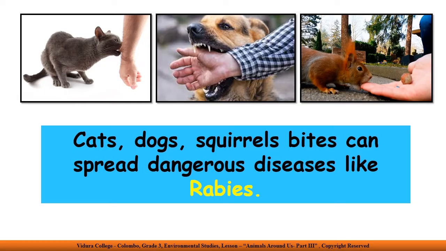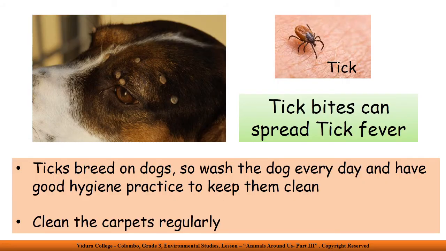Cats, dogs and squirrel bites can spread dangerous diseases like rabies. Ticks breed on dogs. Tick bites can spread tick fever. So wash a dog every day and have good hygiene practice to keep them clean. Clean the carpets regularly.